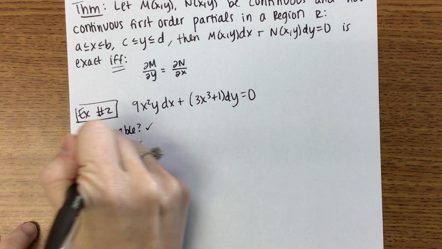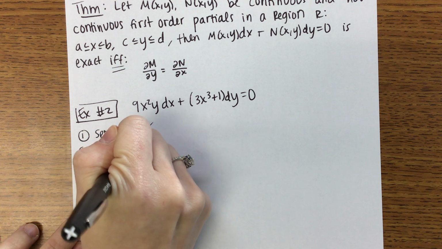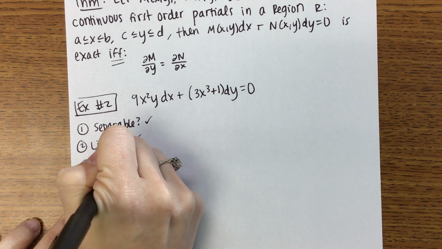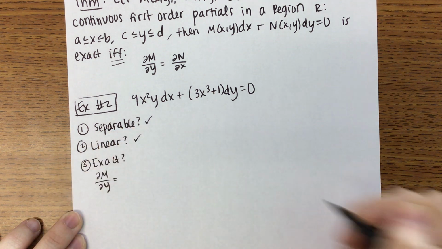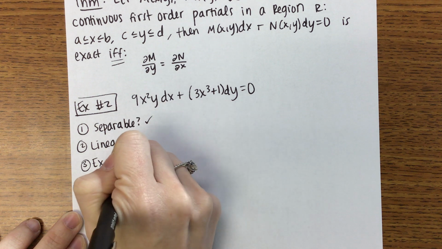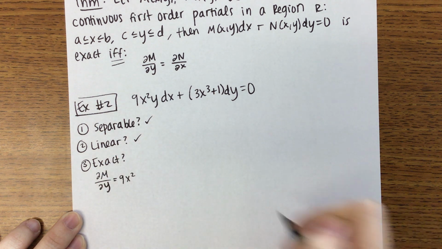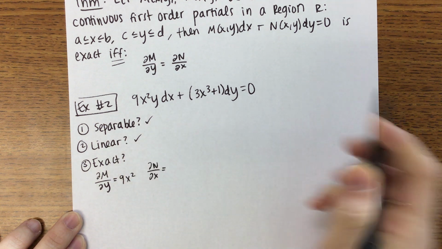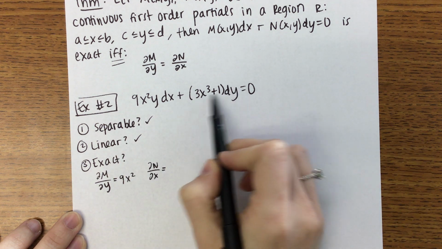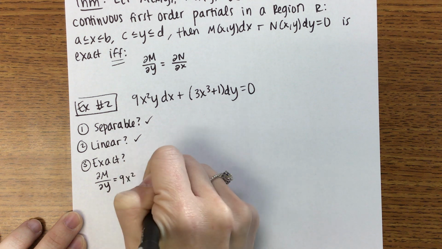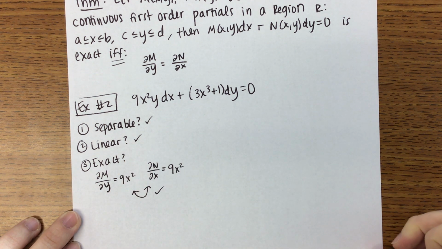Okay. So new today, we need to know, is this exact? We're going to find the partial of m with respect to y. So whichever one has dx, take the derivative with respect to y, we get 9x squared. Then we're going to take the partial of n with respect to x. So dy, take the derivative with respect to x, we get 9x squared. These are equal, so yes, our equation is exact.